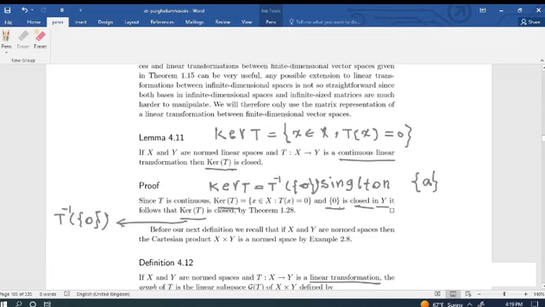As you see, because the kernel of T is T inverse of the singleton 0, and the singleton 0 is a closed set in Y, the kernel of T is closed, because the inverse of any closed subset by a continuous function will be closed.